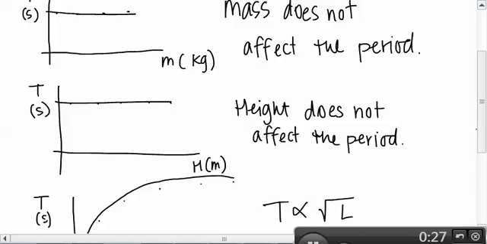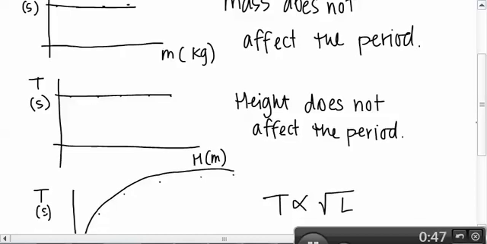Varying the height is also similar to doing what? To varying what? About the pendulum. The height and the length aren't the same. The length is the length of the string. The angle that you pull it back to, yeah. If you pull it back to a bigger angle, you're going to have a greater height.